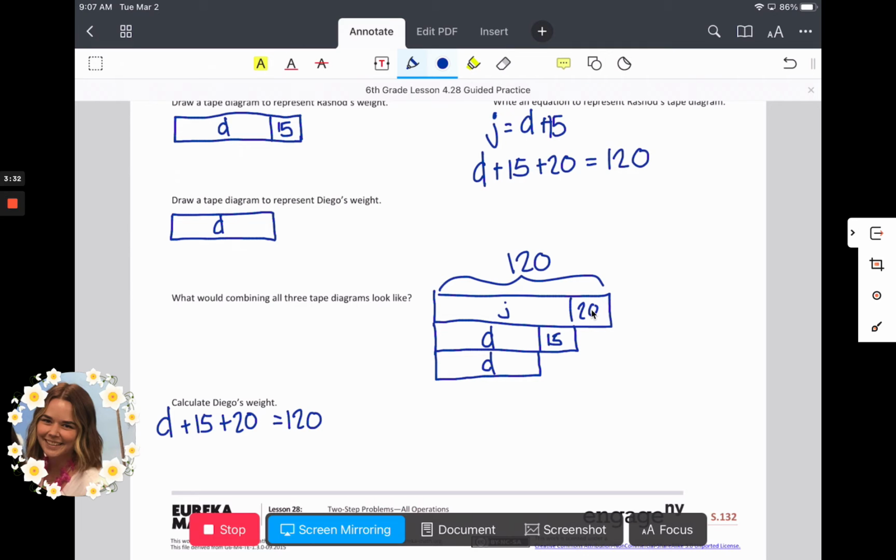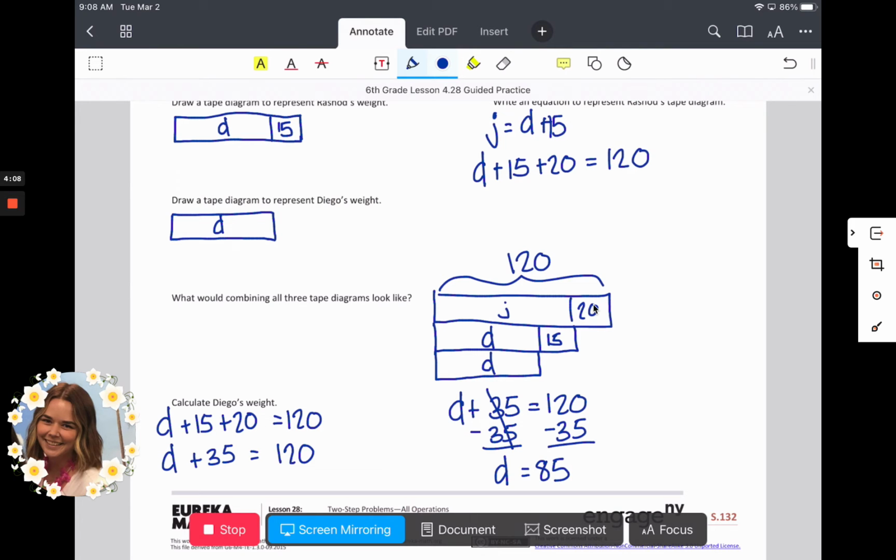So we can add these together. So D plus 35 equals 120. I'm going to rewrite it so that I have a little bit more room. And we're going to subtract 35 from both sides so that we can isolate that D on one side of the equal sign. 35 minus 35 is 0, so that cancels out. And we're left with D equals 85.